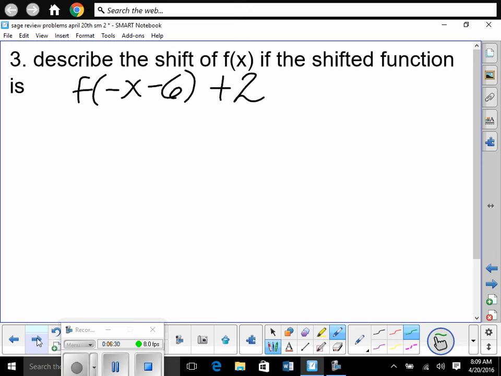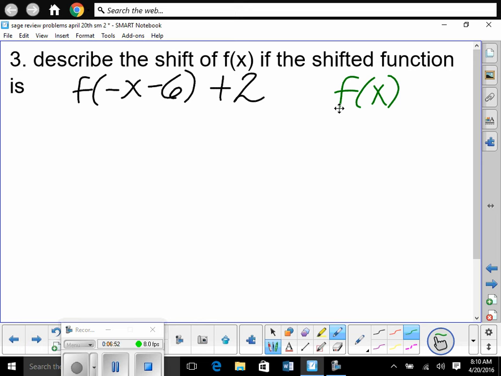All right, so just write this piece down. We're going to describe the shift. So describe the shift of f of x. f of x is the parent function, which means non-shifted function, which makes sense. So this just means a function in general, right? f of x is not any kind of function that we know. It just means any function.